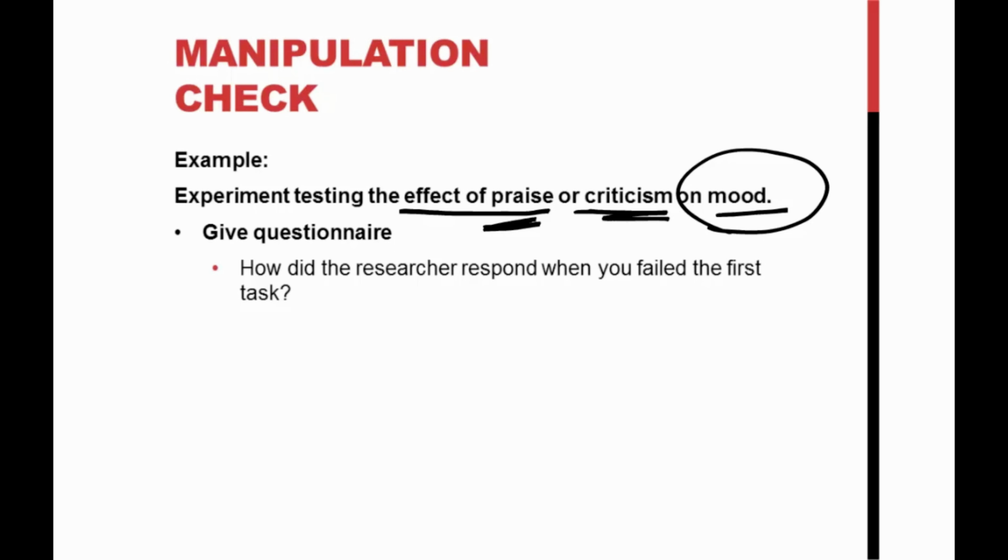Well, in order to do that, you want to maybe give a questionnaire. And you could ask a question like, how did the researcher respond when you failed the first task? And if they respond, oh, I was told I was stupid, well, now you know that they saw that they were being criticized. If they said something like, I didn't really notice how the researcher responded, well, now you know that your manipulation here, it didn't work. The participants didn't see it happening, and therefore, if you have non-significant results, it's because the praise and the criticism that you were giving wasn't salient enough to your participants.